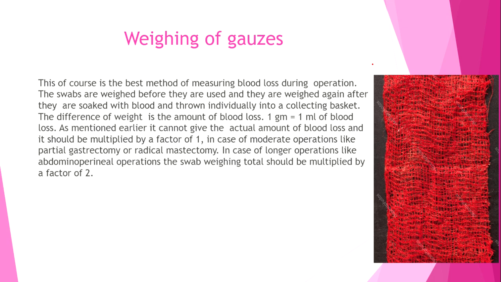As mentioned earlier, it cannot give the actual amount of blood loss, and it should be multiplied by a factor of 1 in case of moderate operations like partial gastrectomy or radical mastectomy. In case of longer operations like abdominoperineal operation, the total swab weight should be multiplied by a factor of 2.